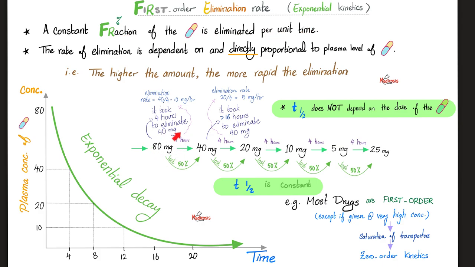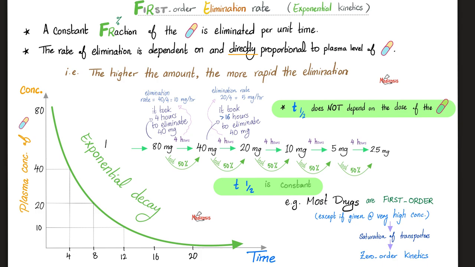Look at this, 80 milligrams. Okay, give me 4 hours and I will halve them to 40 milligrams. Give me another 4 hours, I will not just get rid of 10 milligrams or the same constant amount. No, every time you wait for me, 4 hours, I will decrease this amount to half of the original one. So, wait 4 hours becomes 20. Wait 4 hours becomes 10. Wait 4 hours becomes 5. Wait 4 hours becomes 2.5.